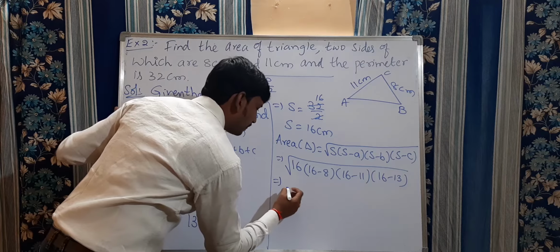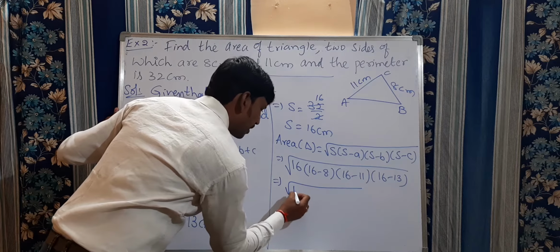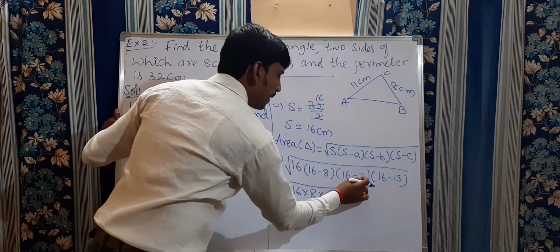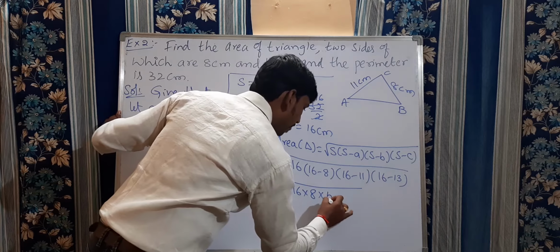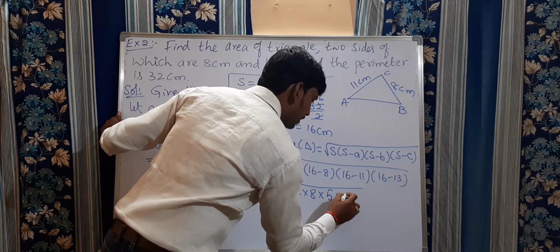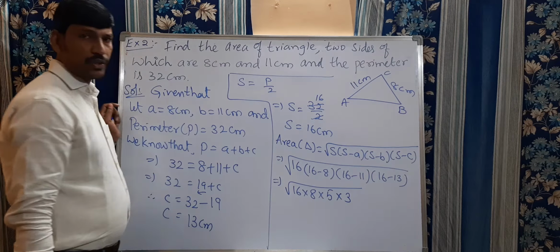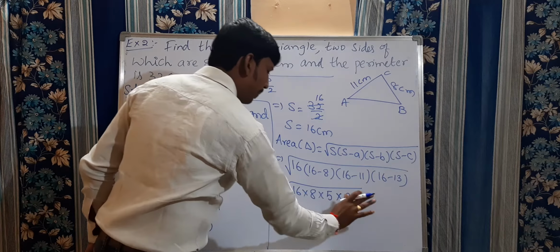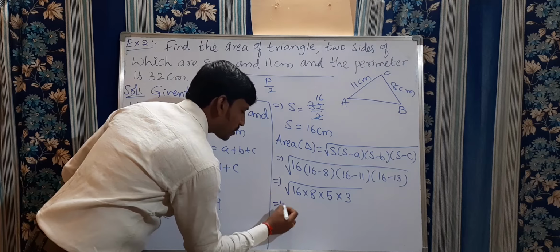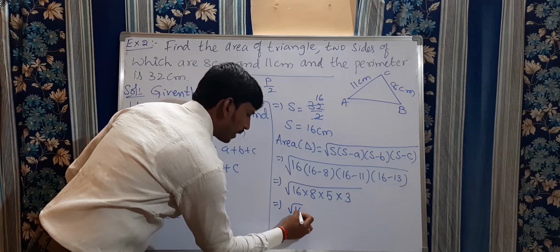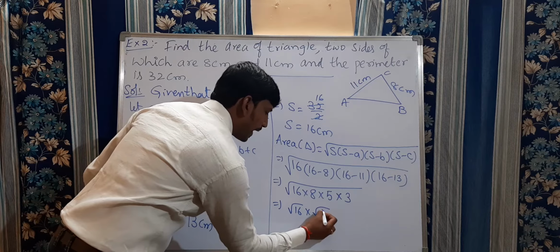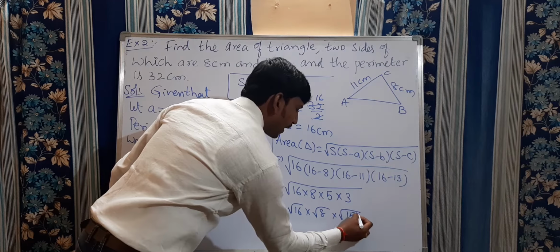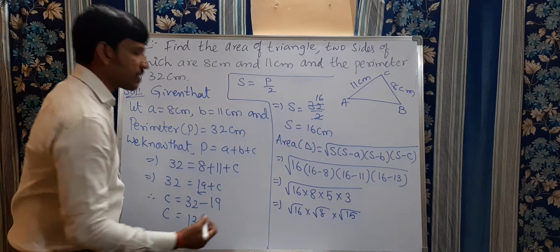Now this implies square root of, this is 16 as it is, 16 minus 8 is 8, into 16 minus 11, which is how much? That is 5. Okay, into 16 minus 13, which is 3. 5 and 3 are prime numbers. We cannot do anything, meaning we cannot find the square root of these two numbers. Keep it like that only. Now coming to square root of 16 into square root of 8 into square root of, I am multiplying 5 into 3, that is 15. Okay. Now square root of 16 is how much?